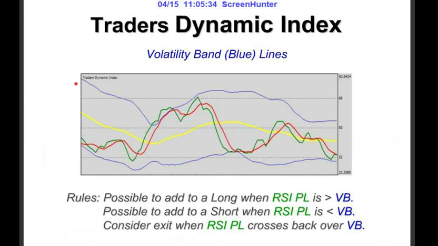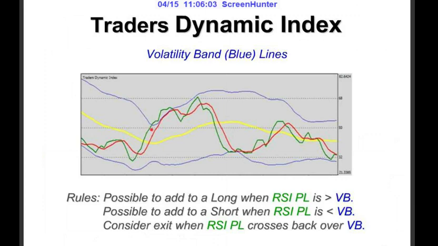One of the unique things I found in trading the TDI is when the green line breaks above the blue volatility band, you can literally add to a position. And I know that's something that Steve does in his own trading, adding to a trade when we break the blue volatility band. And I forgot to mention, he also adds to his position when the green line breaks the market baseline as well.